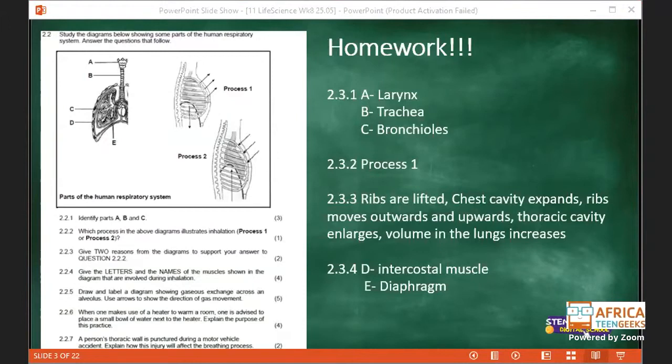When one makes use of a heater to warm a room, one is advised to place a small bowl of water next to the heater. Explain the purpose of this practice. So guys, question 2.2.6 is basically referring to the bar heaters, right? Not necessarily your gas heaters, but the bar heaters.